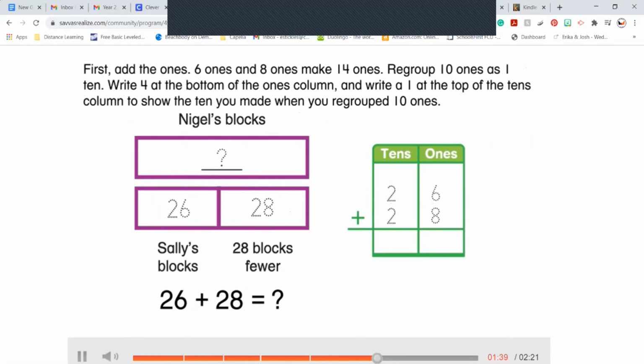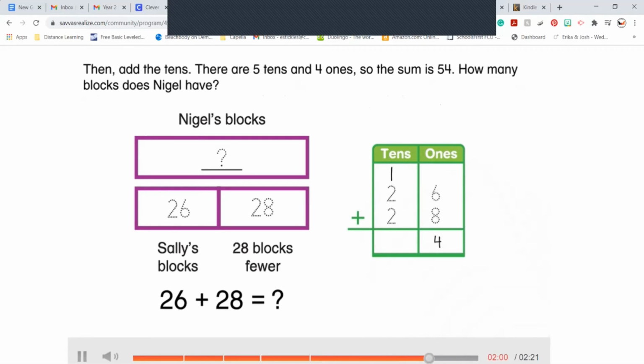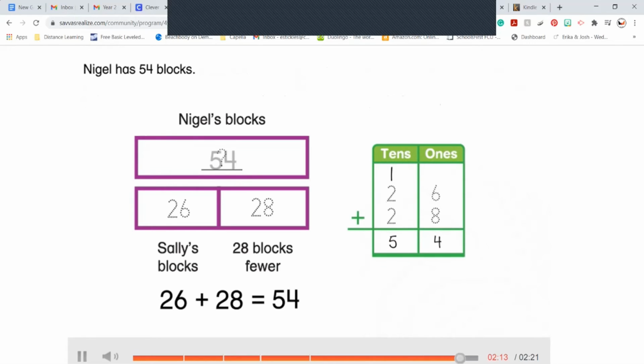First, add the ones. 6 ones and 8 ones make 14 ones. Regroup 10 ones as 1 ten. Write 4 at the bottom of the ones column, and write a 1 at the top of the tens column to show the 10 you made when you regrouped 10 ones. Then add the tens. There are 5 tens and 4 ones, so the sum is 54. How many blocks does Nigel have? Nigel has 54 blocks.